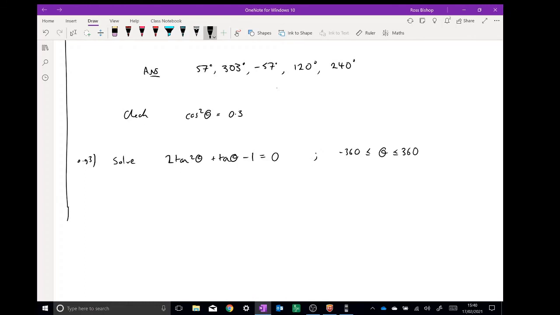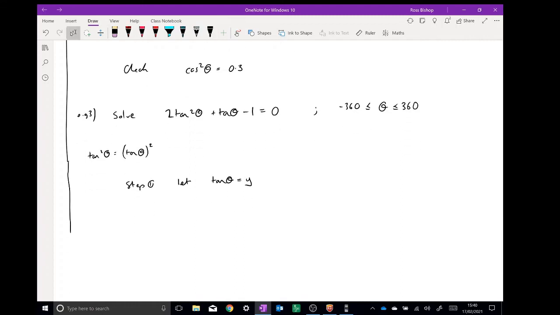Right, now this is what I call a secret quadratic. It's a quadratic equation because remember tan squared theta equals tan theta squared. Okay, that's just what mathematicians do, because we're a bit lazy at times. Right, step 1 for these is let tan theta equal something like y. Okay, so if you let tan theta equal y, I can then rewrite the equation.